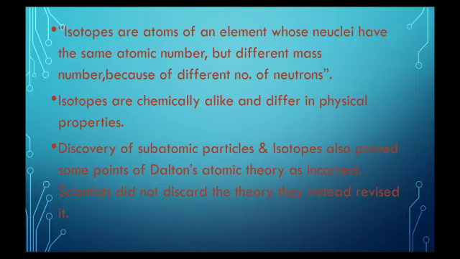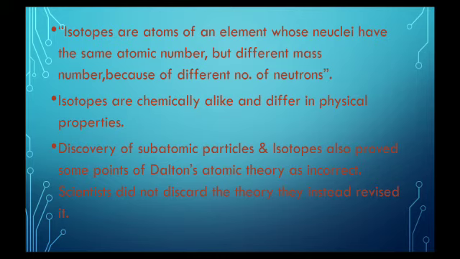Now if we remind ourselves about Dalton's atomic theory, there is a point in which he says that the atoms of a specific element have the same atomic number, same mass and the same number of subatomic particles. But when the number of neutrons is changed, the mass number of the atom will be changed. So that point proved to be incorrect. His theory was not discarded by the scientists, it was only revised.